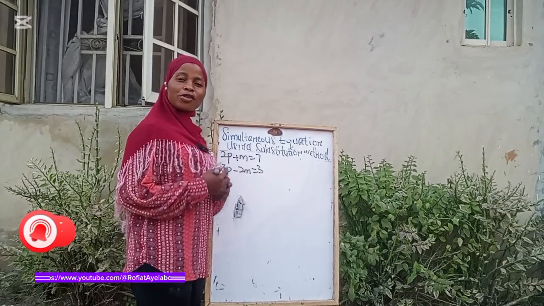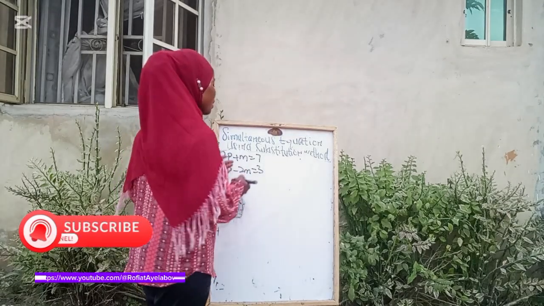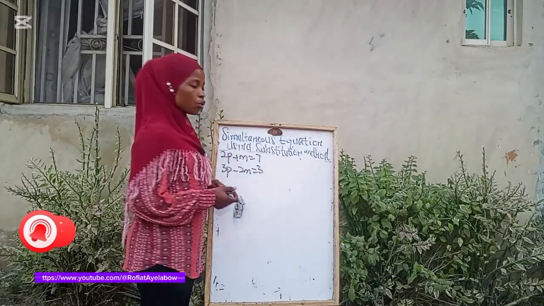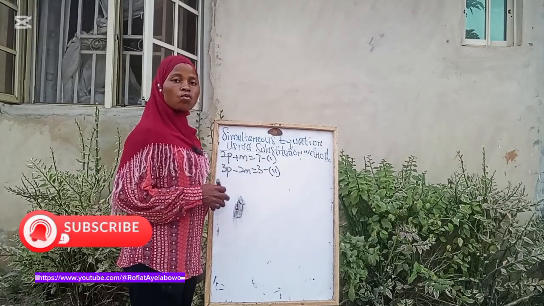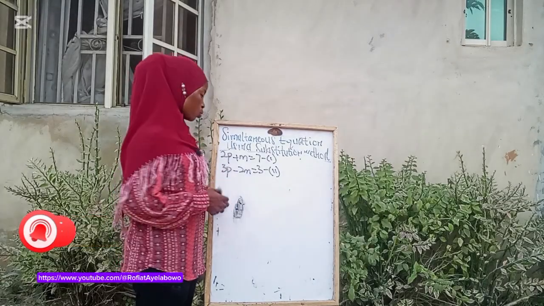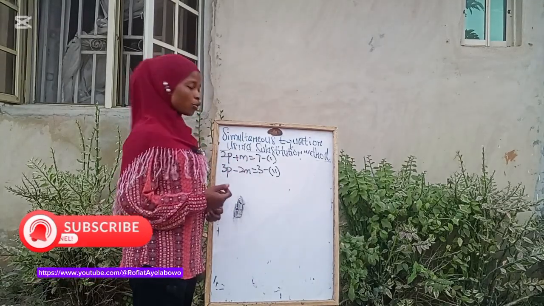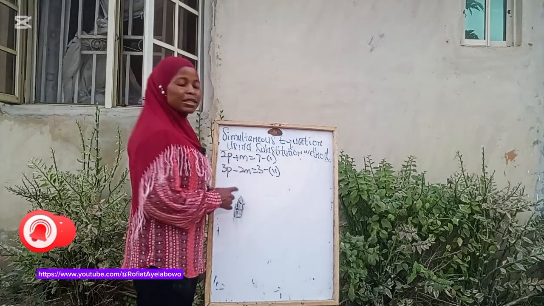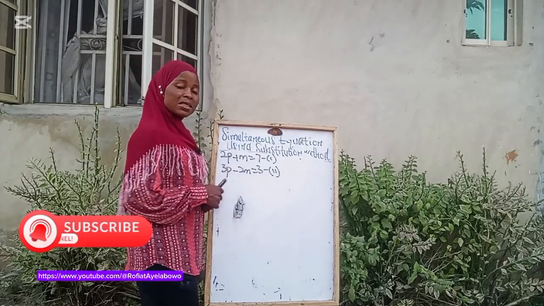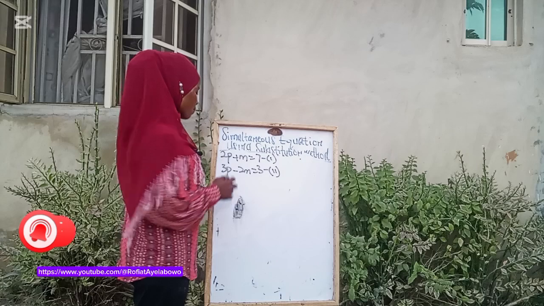Now let's solve this question using the substitution method. We are going to label our equations. Now the next thing is to isolate one variable in one of the two equations. Let me go with equation 2. I'm going to make P the subject of the formula. It means I will isolate P.